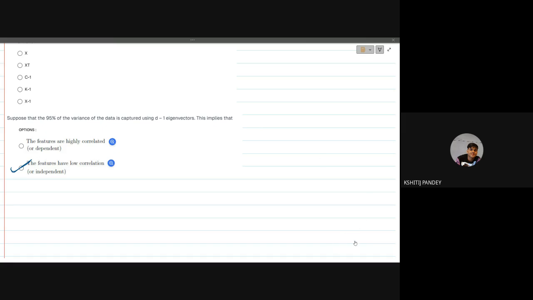Suppose you need to find out the pricing of a house. First, you are given the space, the area of the house, so this is one feature. The next one is going to be the number of rooms, the second feature, right?